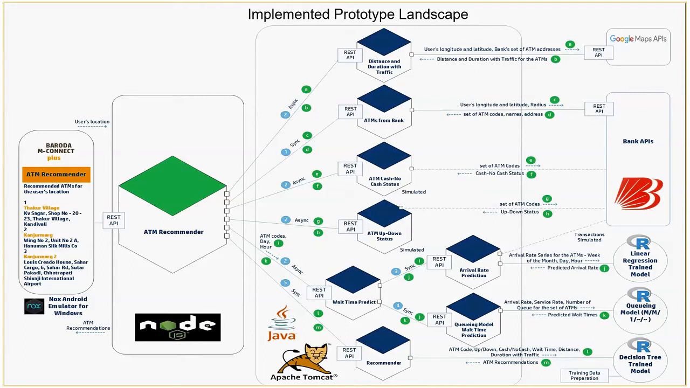And we have marked the sequence of the services with the blue 1, 2, 3, 4, 5, and the green icons are the inputs and outputs for each and every service. So if you look at it, the wait predict time is a wrapper service which calls the arrival rate prediction and the queuing model wait time prediction.